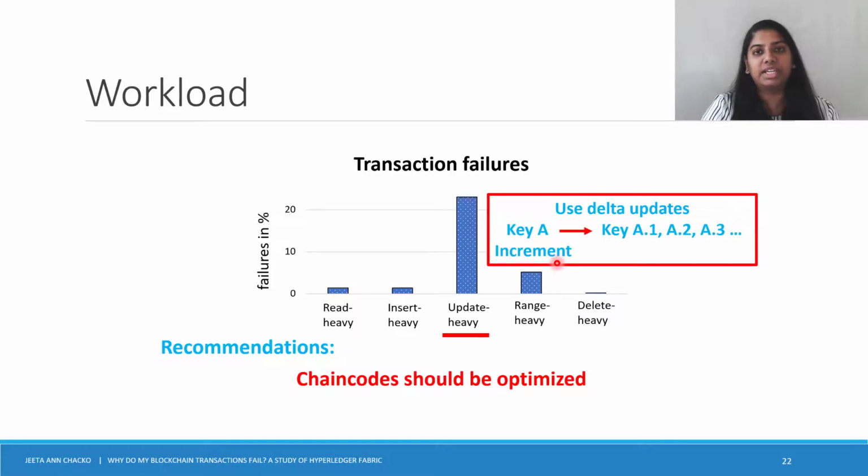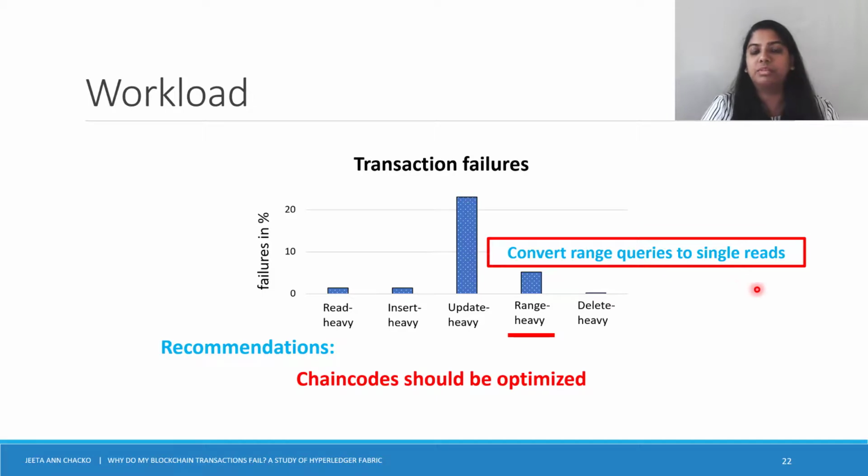Here, if a key is being updated with a simple increment or a decrement, you could consider writing the increment operation to different delta versions of the key and only aggregating them when the value of the key is required. This way you could change an update heavy workload to an insert heavy workload.